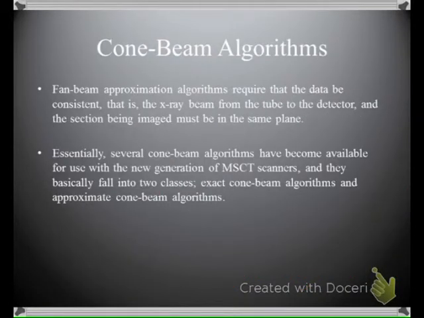So we find that fan beam approximation algorithms require that the data be consistent. That is, the X-ray beam from the tube to the detectors and the section being imaged must be in the same plane. It requires that there be no overlap or no projection onto another detector. And so we use cone beam algorithms. Basically, they fall into 2 classes: exact cone beam algorithms and approximate cone beam algorithms. We need to know nothing more than just that these 2 algorithms exist. So just highlight this and know that these are 2 algorithms that we use.